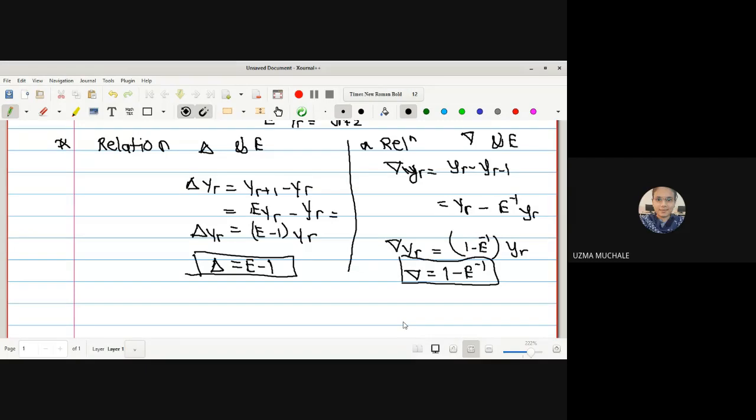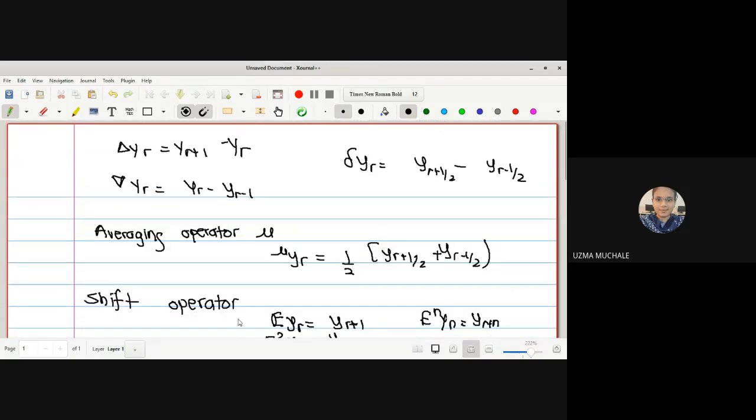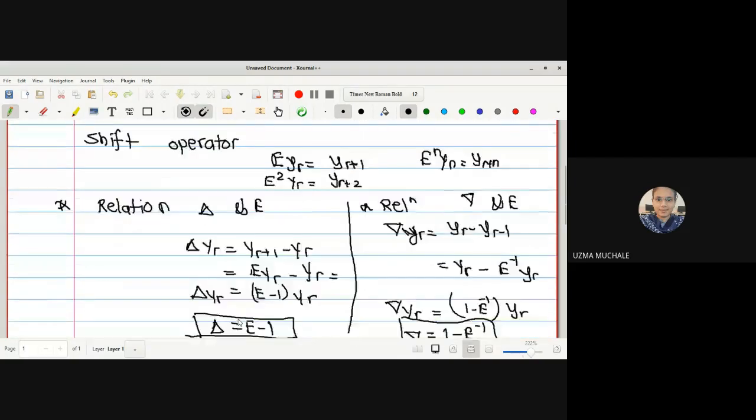Next, write the relation between E and the central difference operator. Relation between the central difference operator and E. What is the formula for the central difference operator? We have written it as y_{r+1/2} minus y_{r-1/2}.